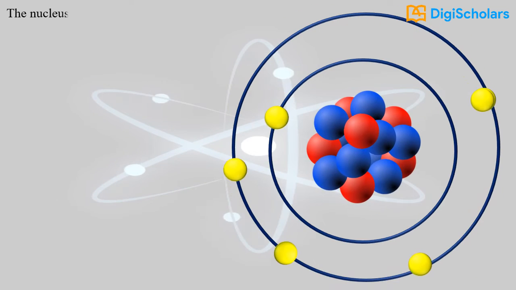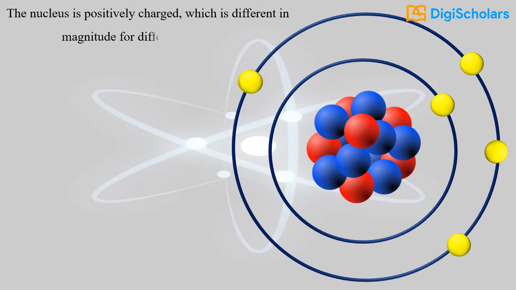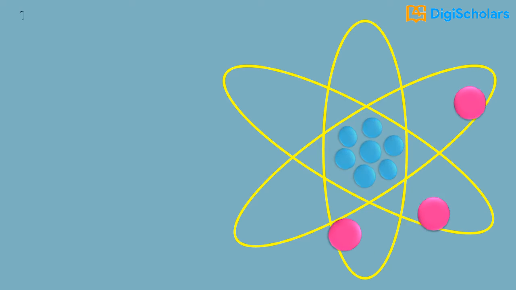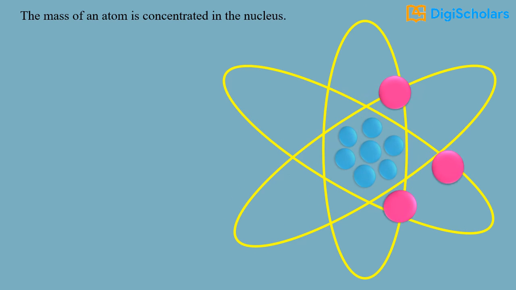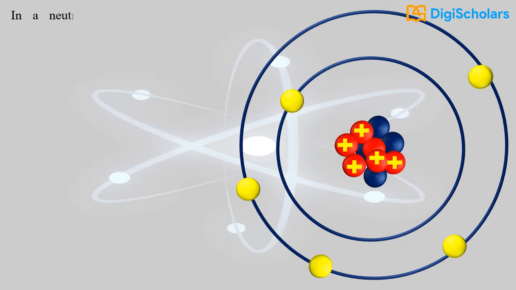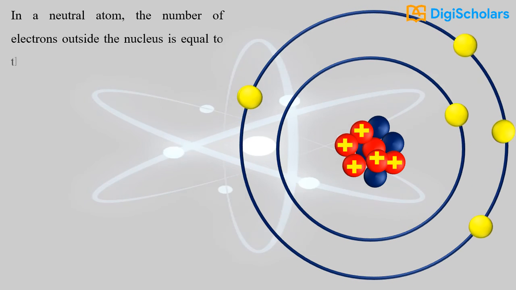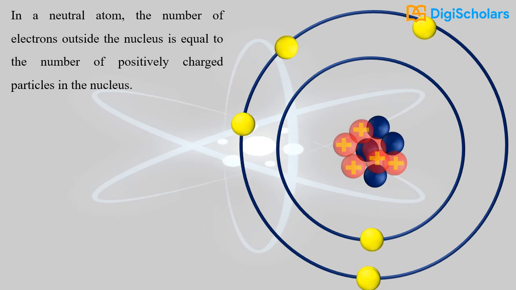The nucleus is positively charged, which is different in magnitude for different elements. The mass of an atom is concentrated in the nucleus. In a neutral atom, the number of electrons outside the nucleus is equal to the number of positively charged particles in the nucleus.